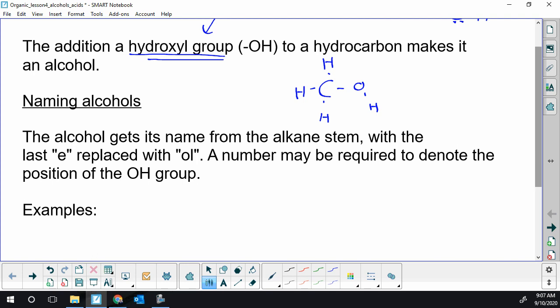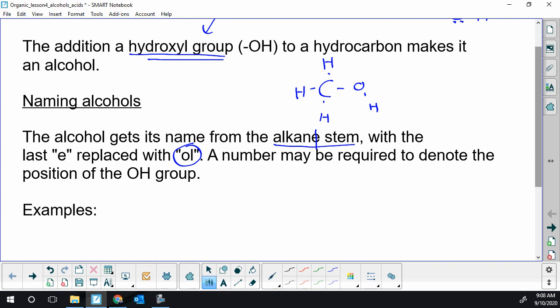Naming, the starting point to naming is fairly similar. We want to get started with what is the alkane stem that's making up the alcohol. We're going to do something different for the first time. We're going to drop that last E in the alkane name and add OL. So when you see this OL, that quickly tells you it's the alcohol family. A number may be required to tell us where that OH group is. We have all the same numbering rules: if there's more than one option, you have to put it in. If there's only one option, you don't. In this example, which is methanol, there's only one carbon for the OH to go on, so no number would be required.